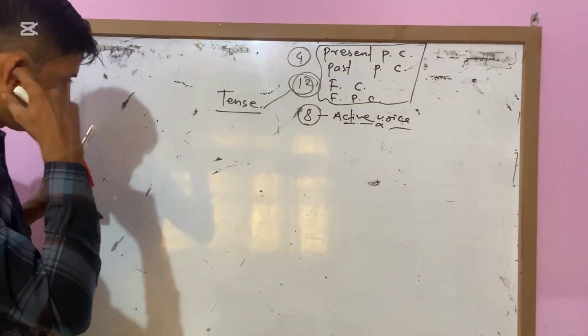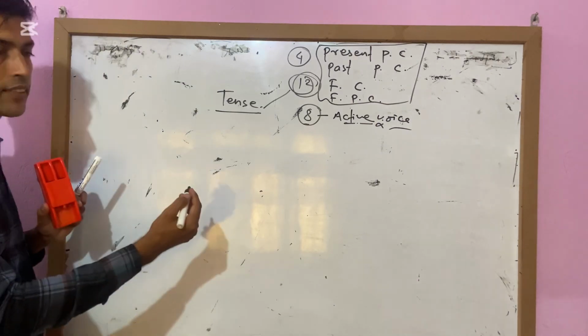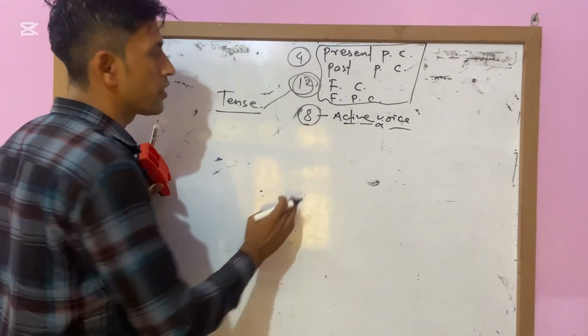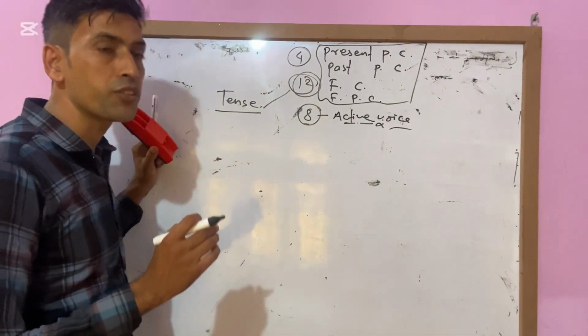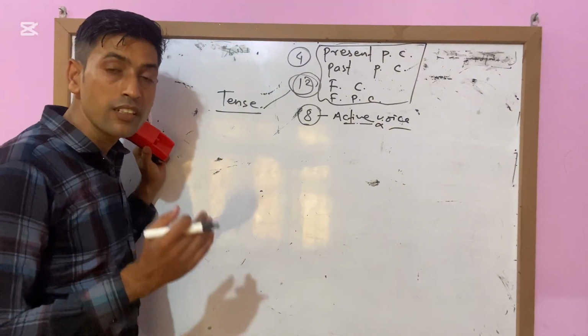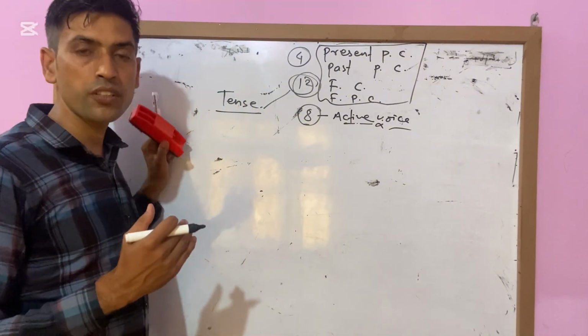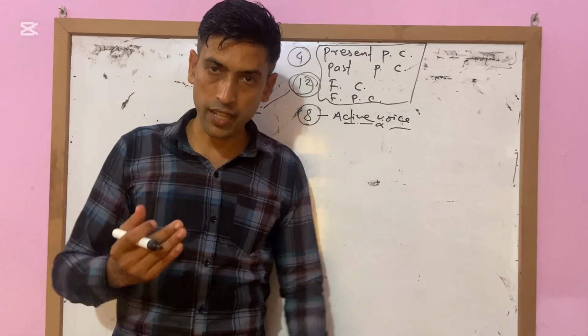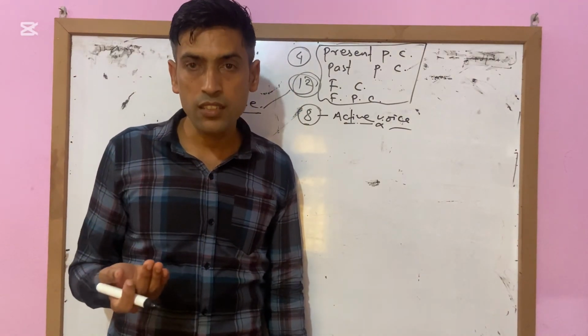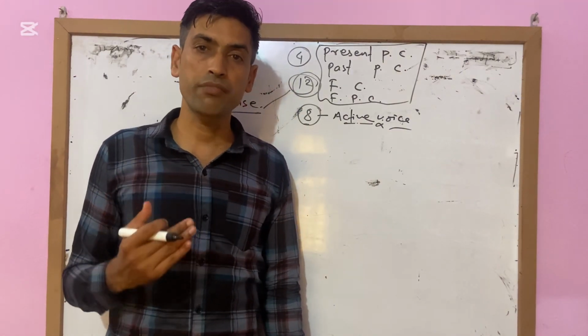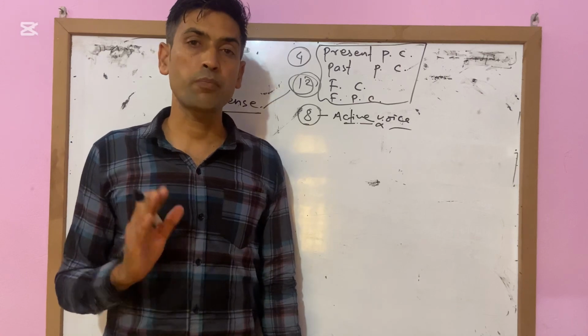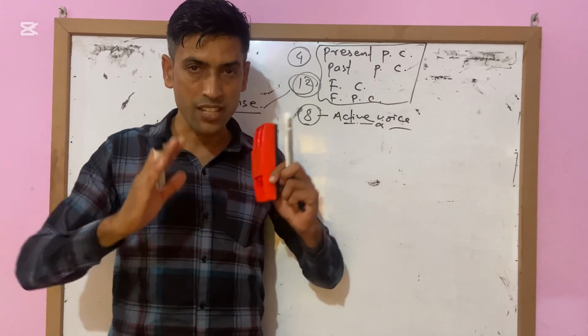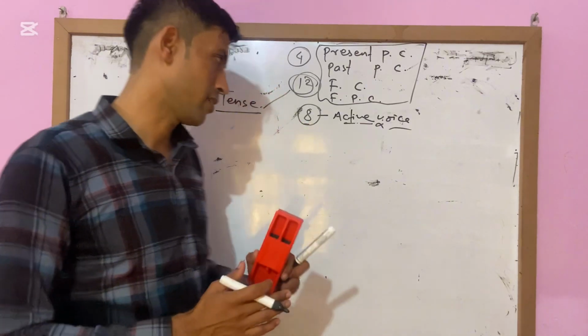Okay, now what are they? Except those 4: simple present tense, present continuous tense, present perfect tense, simple past tense, past continuous tense, past perfect tense, simple future tense, and future perfect tense. These are the 8 which we can change from active to passive.